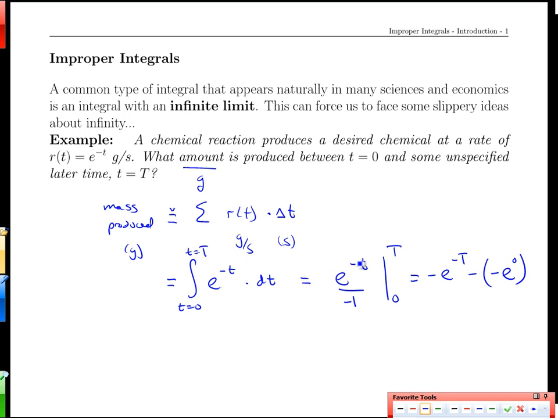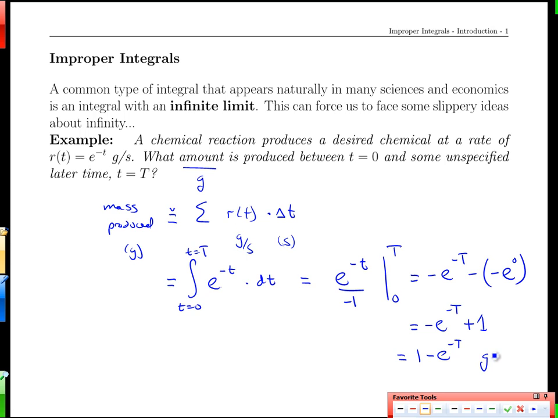We plug 0 in for little t, we get e to the 0, which is actually 1. So plus 1 because of the double negative. And we'd usually write that, of course, the other way around: 1 minus e to the negative capital T. So that answers the question. What amount is produced between time 0 and time capital T? Well, it's going to be 1 minus this thing here in grams.